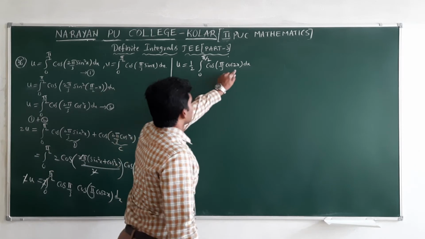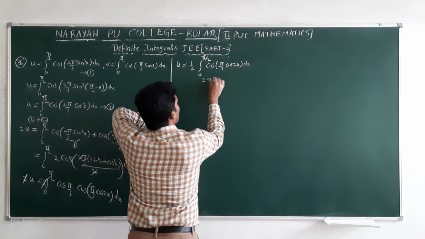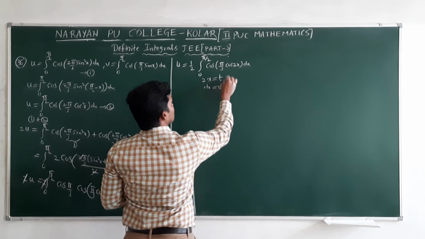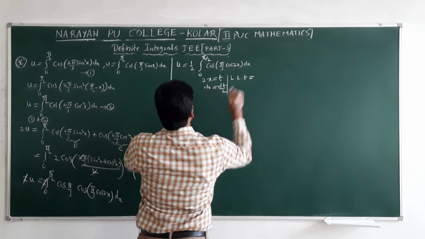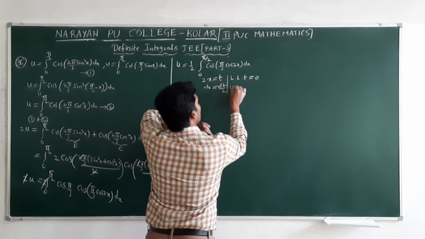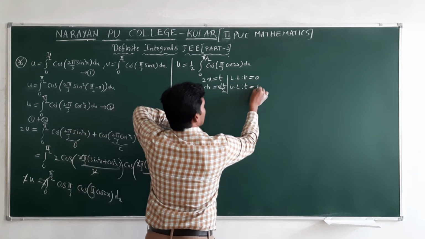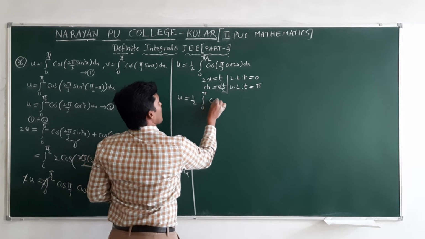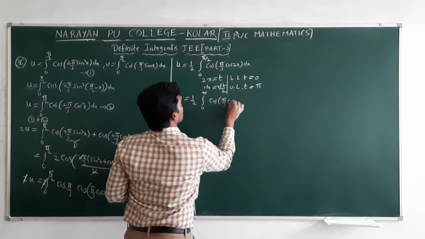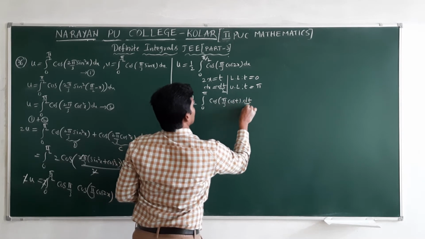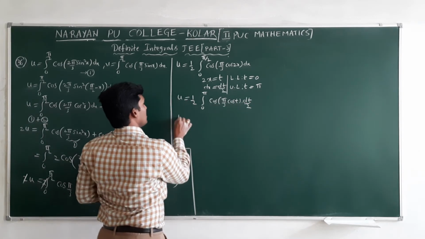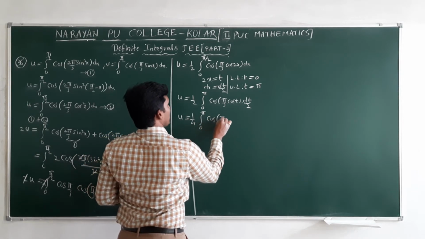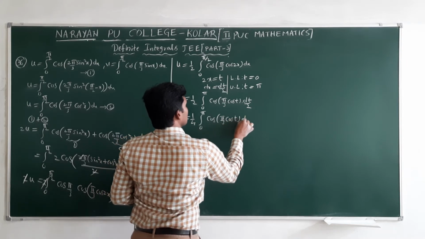But we need the angle in terms of only x, not 2x, so I'll take 2x as t. Now dx is equal to dt by 2. Lower limit: t value 2 into 0 is 0. Upper limit: 2 into π/2 is π. So u equals 1/2 into integral 0 to π of cos(π/3 cos t) into dt by 2. 2 into 2 is 4, so that is 1/4 integral 0 to π of cos(π/3 cos t) dt.